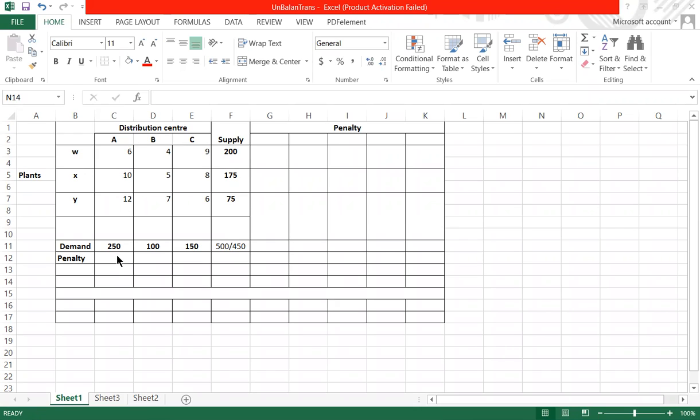A has a demand of 250, B has a demand of 100, and C has a demand of 150. So the total of demand is 500. Supply is less than demand. So to solve such type of transportation problem, we have to add one dummy plant.